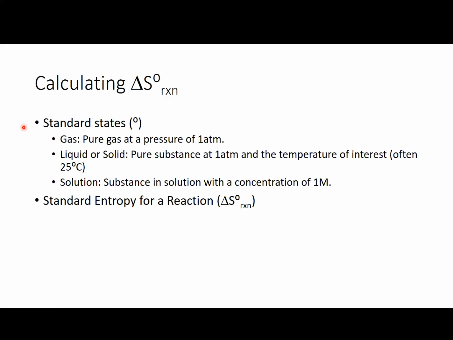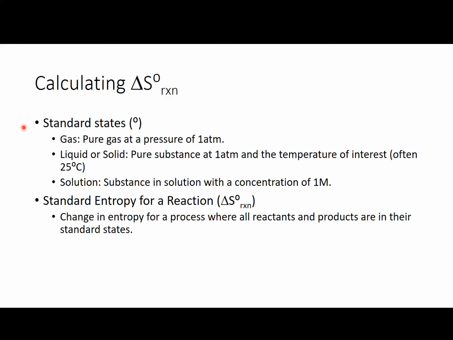So how do we get the standard entropy for a reaction? What this is, is a change in the entropy for a process where all the reactants and products are in their standard states. So it just basically looks like this. The standard state of the products minus the standard state of the reactants will give us the standard state of the reaction. And the change in the standard state of products, change in the standard state of the reactants, will give us the change in the standard state of the entropy for the reaction.